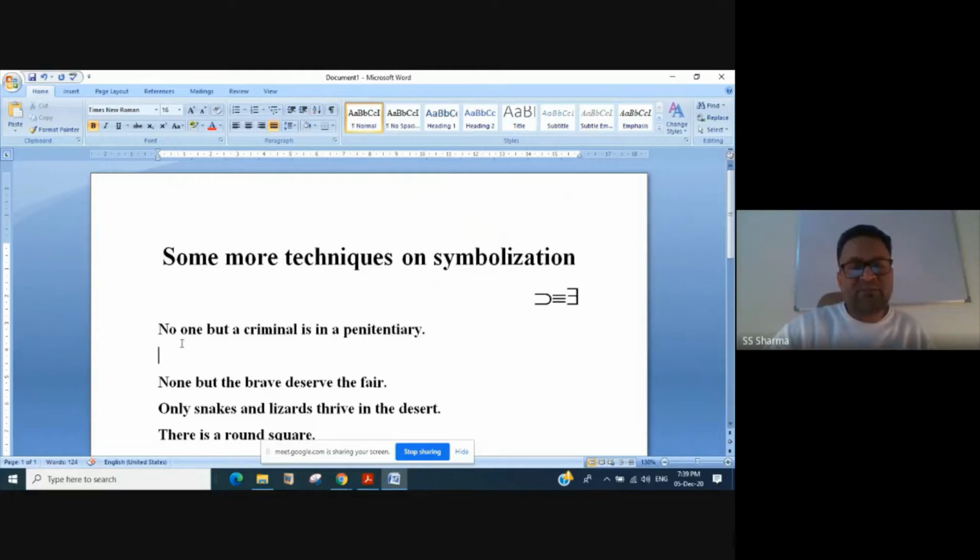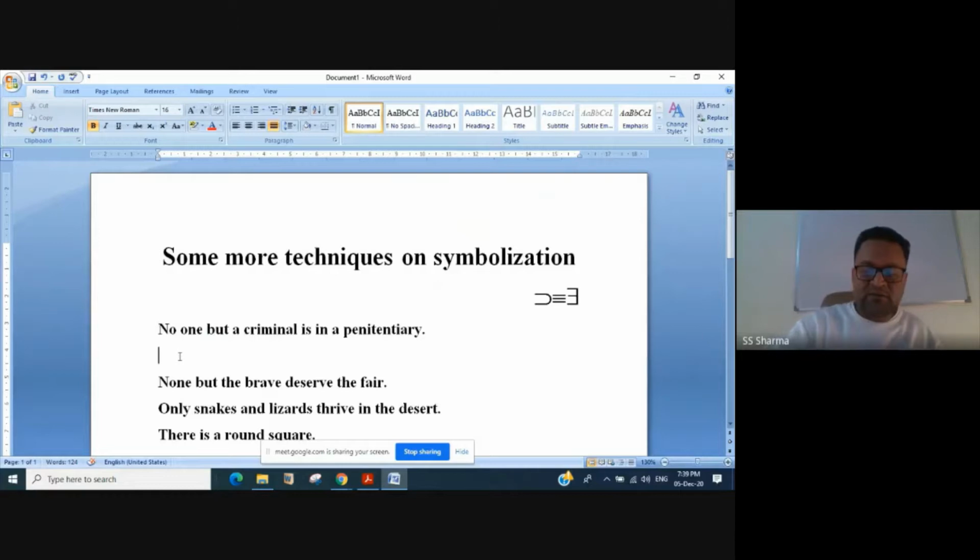So the question says that no one but a criminal is in penitentiary. Now, we want to understand what this phrase means. No one but. It is like none. So no one means none. None but a criminal is in penitentiary. Now, how will we symbolize it? As you can see, it is talking about all the criminals. But is it the case that all criminals are in jail, or that all people who are in jail are criminals? The usage of none basically says that all those who are in penitentiaries are basically criminals.